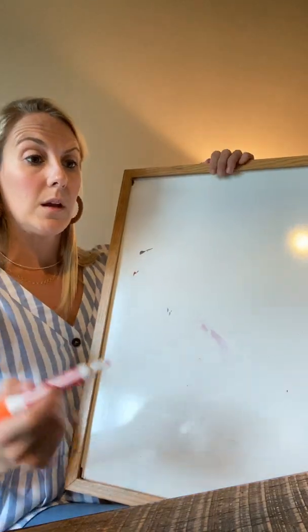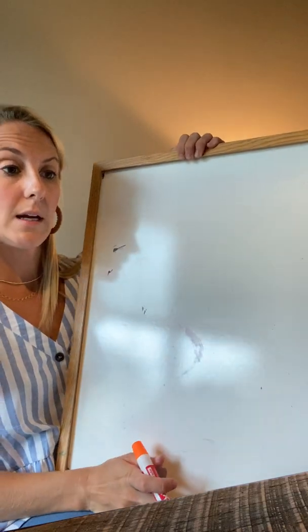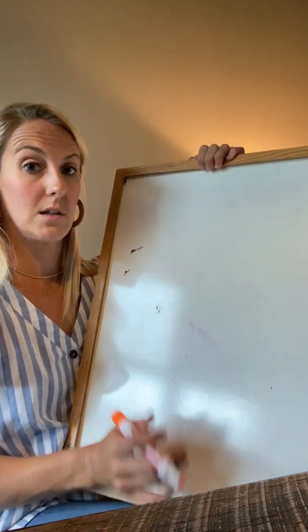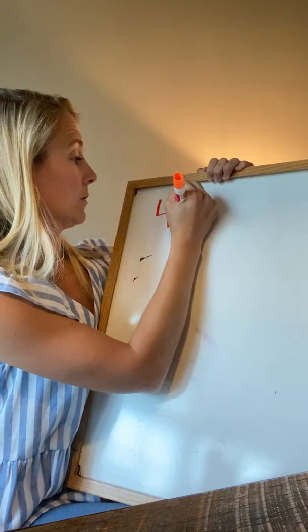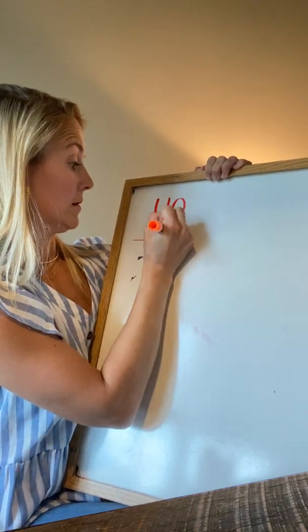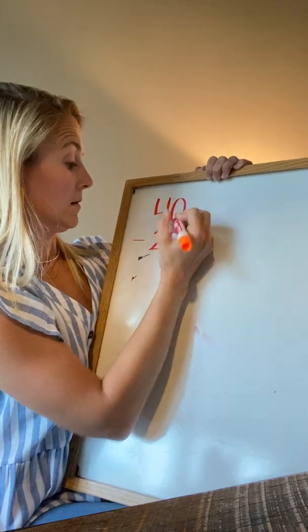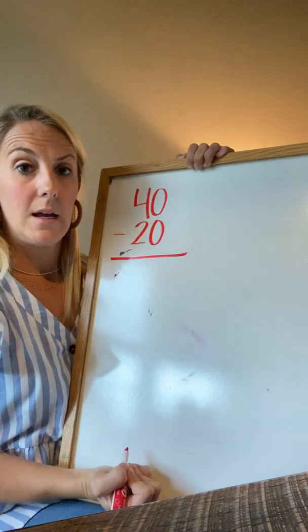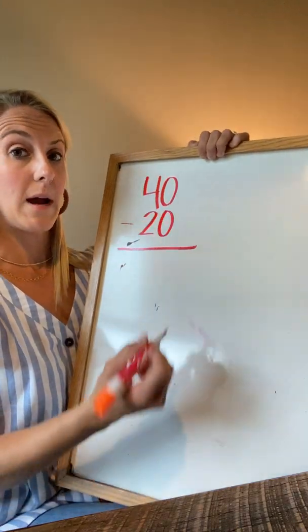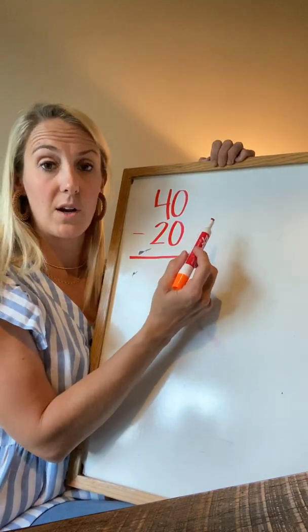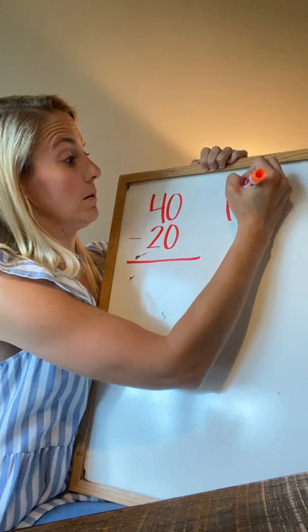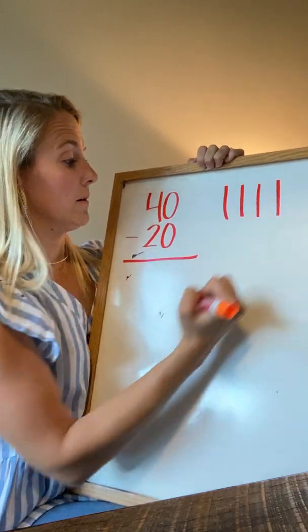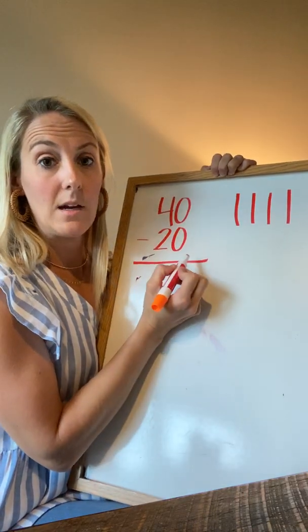All right. My next one is going to be 40 take away 20. So I'm going to line it up. Okay, then I'm going to draw it out. So my whole number, the number that I am starting with, is 40. 10, 20, 30, 40. Okay, and then I take away 20.